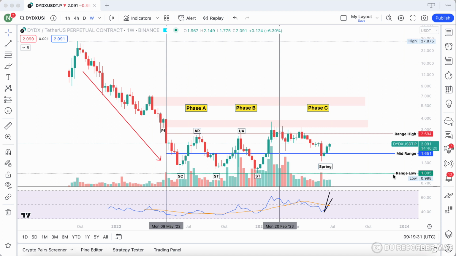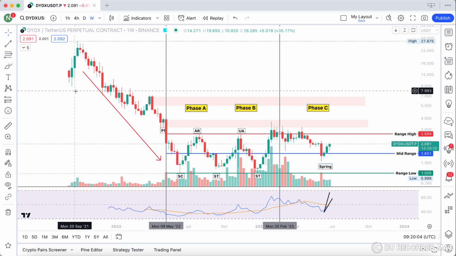Now to the accumulation schematic. The accumulation schematic is usually divided into phases A, B, C, D, and E. Now, as you can see, phase D and phase E haven't started yet, and if this video generates interest and people want to know more and get updated about DYDX, I will do a follow-up video. This is phase A. What is phase A?